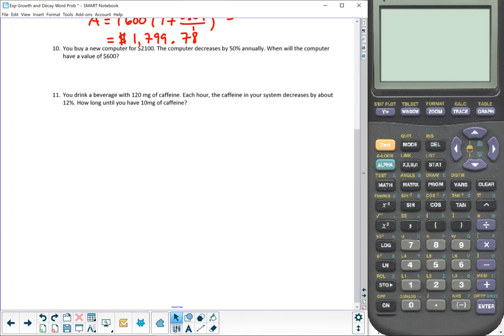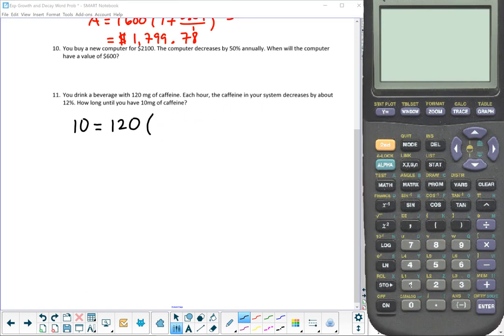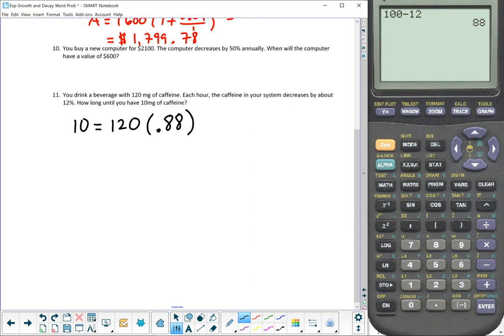Okay, so they're asking about 10 milligrams, so we'll have 10 as the final amount, and we start off with 120 milligrams, right? And if we decrease by 12%, you could do that on the calculator. 100 decreased by 12% gives you 88%. So it's going to be 0.88. And we don't know what the time is, and it's going to be each hour, so it's going to be divided by 1. And again, we don't really need that 1. So we'll just put a t.